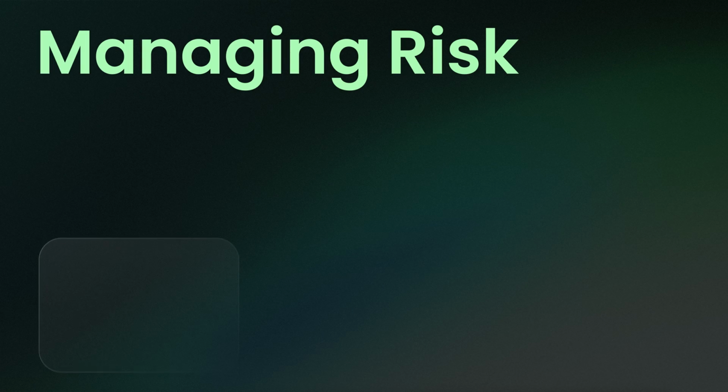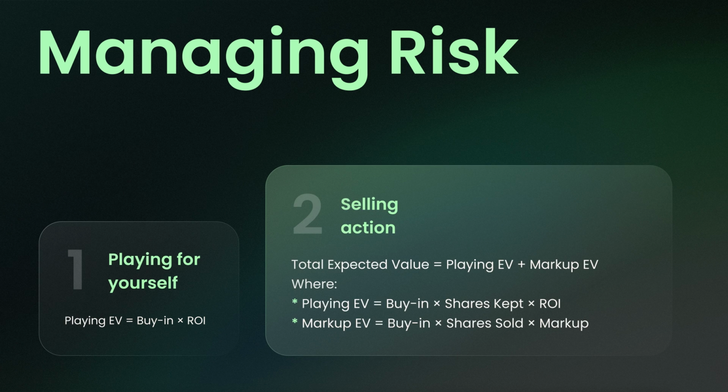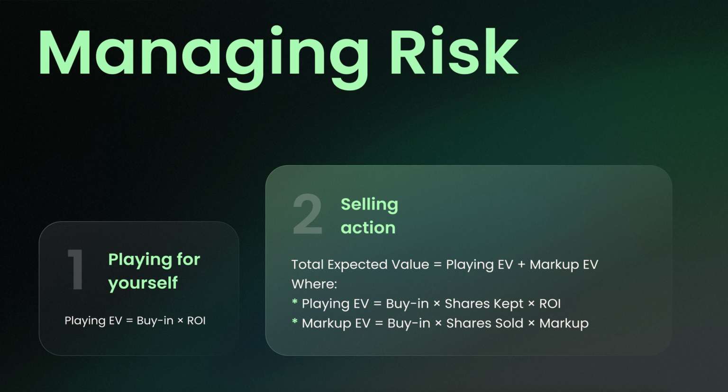Another tool that you can use to manage your risk is selling action. You can either play by yourself and then your EV is just generated by your ROI, which is usually your buy-in multiplied by your ROI. That is the EV you generate through playing yourself. If you sell action, you generate EV in two different ways. First of all, you will generate a piece of your EV by the ROI you have on your own action. And another piece of the EV is the markup you earn by selling your shares.